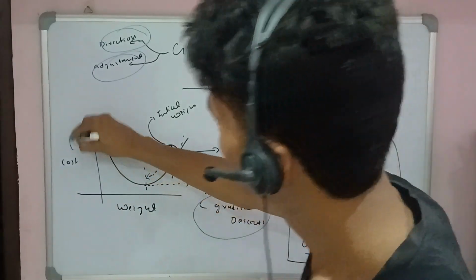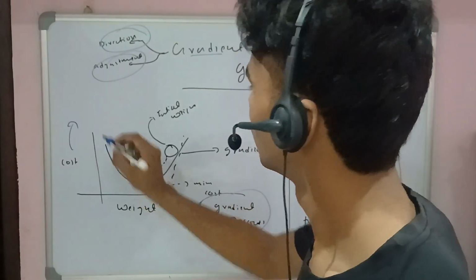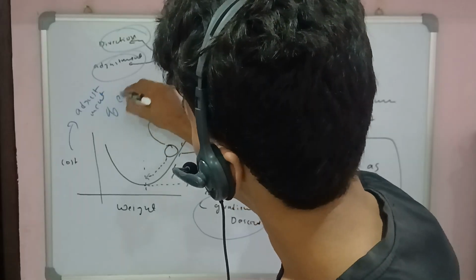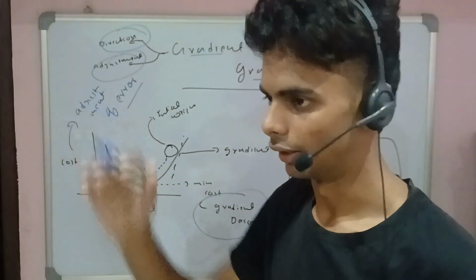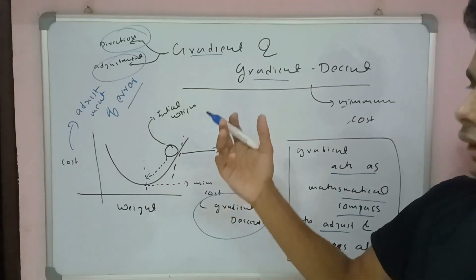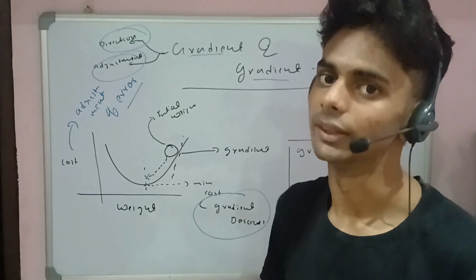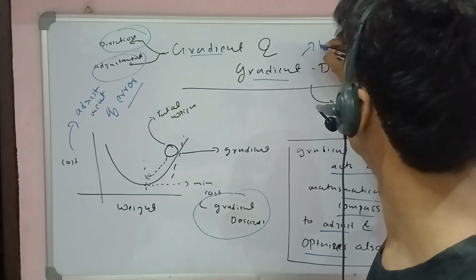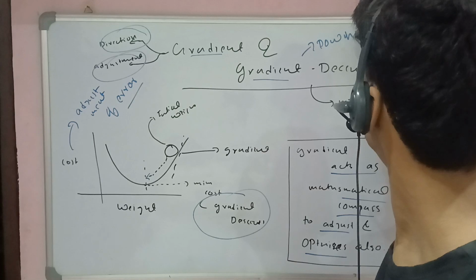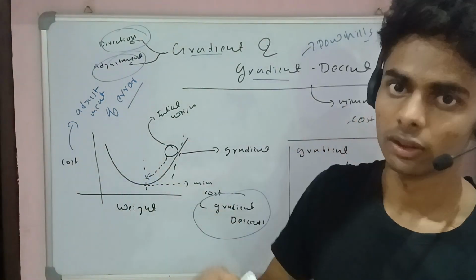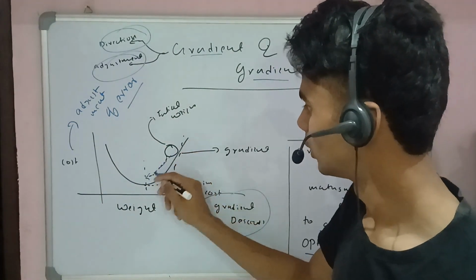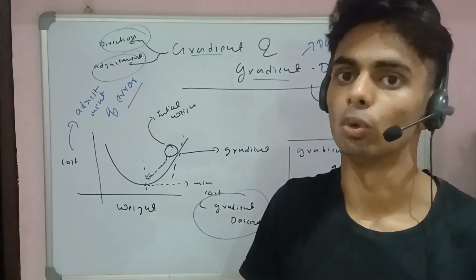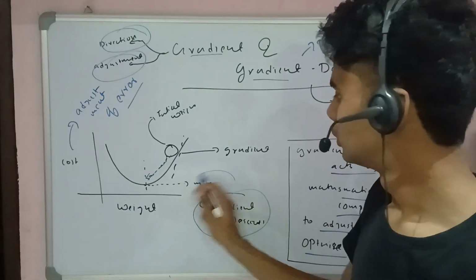Cost is all about the adjustment of error when the weight increases. Gradient descent is all about uphill and downhill. It shifts the weight toward downhill to minimize the cost, that means minimizing the error between actual and predicted output. So that's gradient descent.